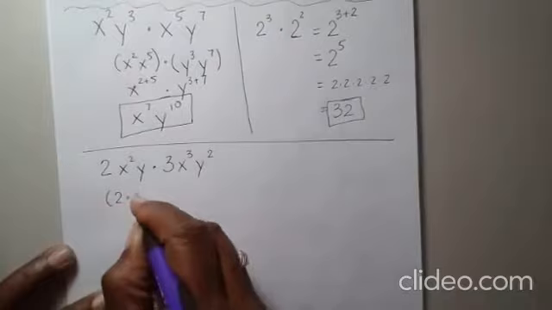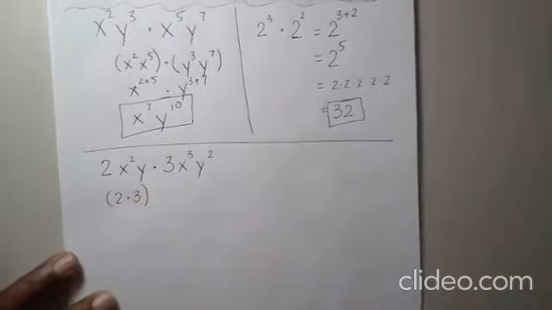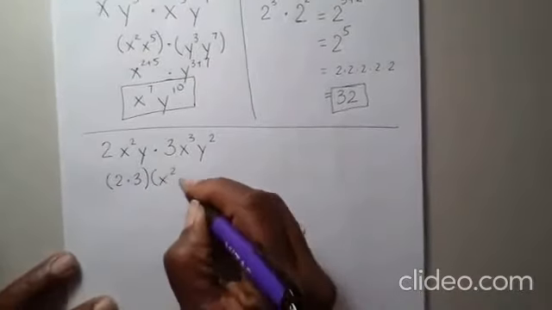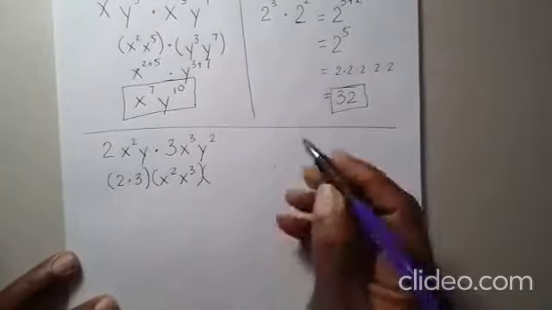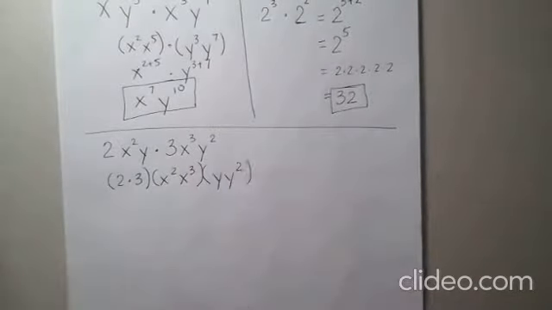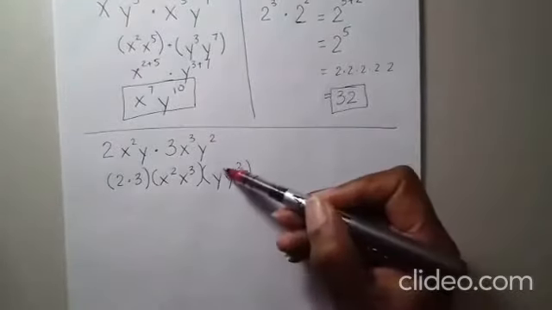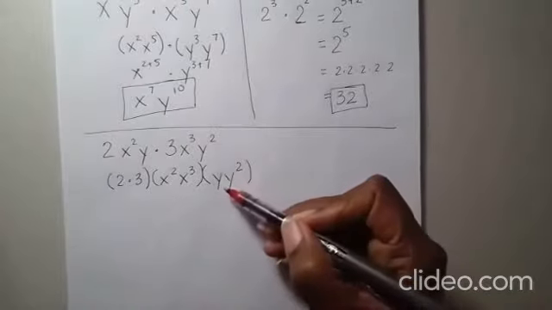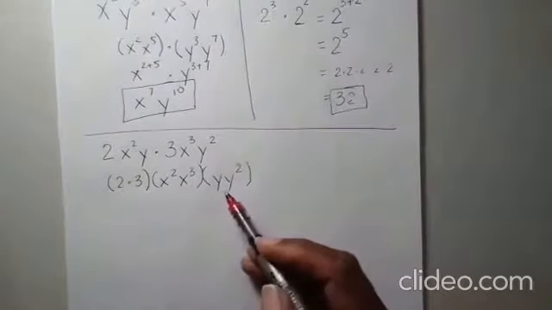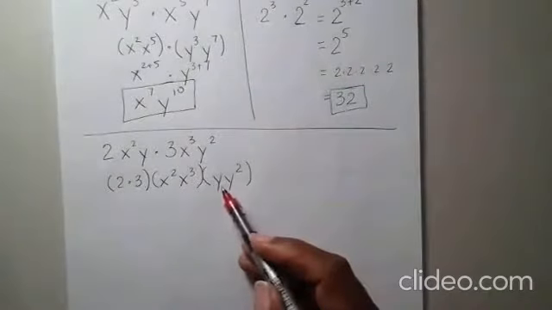So we put our 2 and our 3 together. We're doing products here. So 2 times 3. Let's put our x's together, x squared and x cubed. Let's put our y's together, y and y squared. Question, does anybody here know what is the exponent of this y? If you don't see an exponent, then what is that exponent? Anybody out there have a clue? Any guesses?